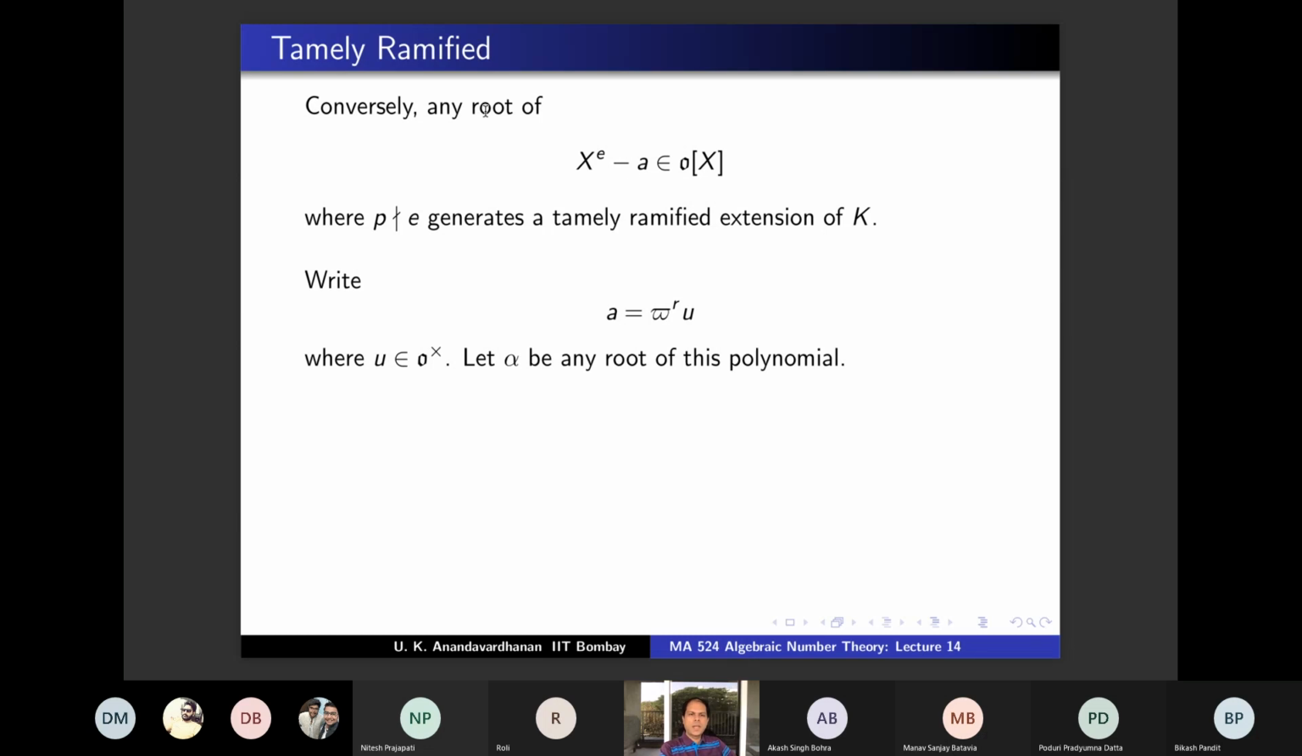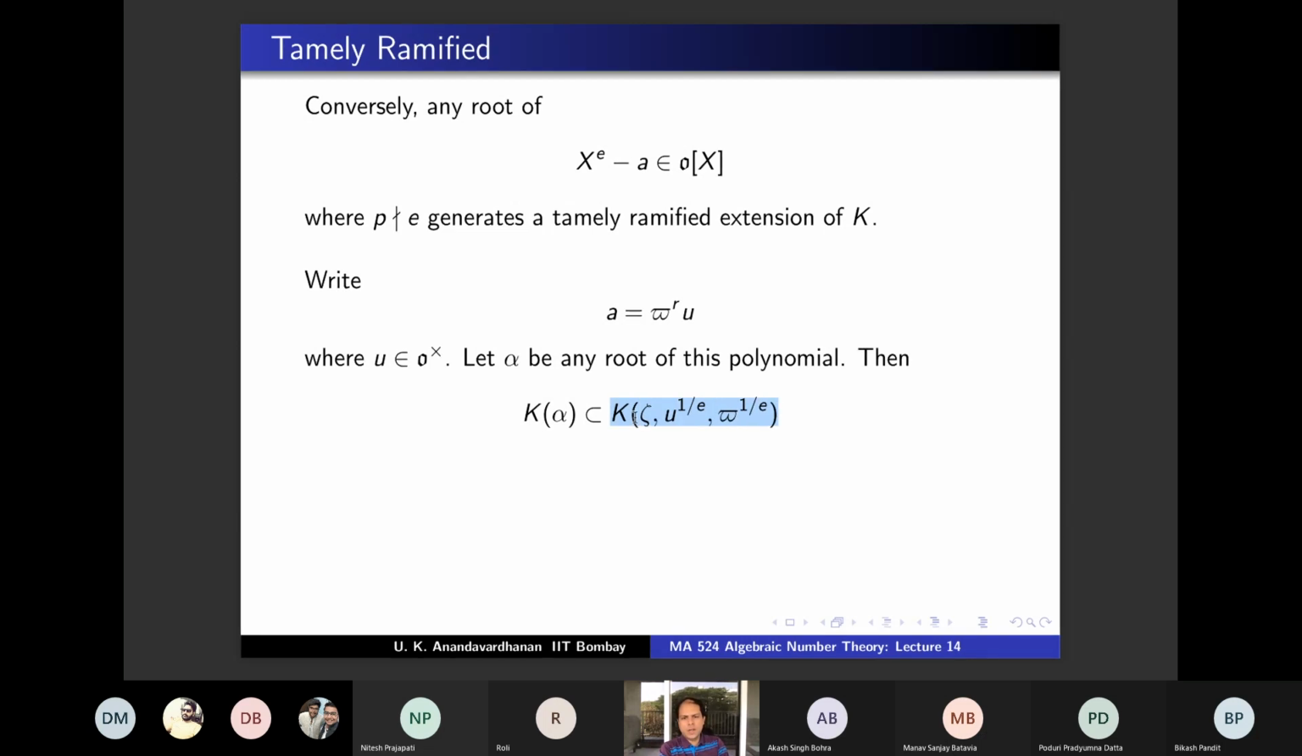And you want to show that any root generates a tamely ramified extension. So you have to show that K(alpha), the field generated by alpha over K, is tamely ramified. So it's easy. What you do is you observe that K(alpha) is contained in this field.